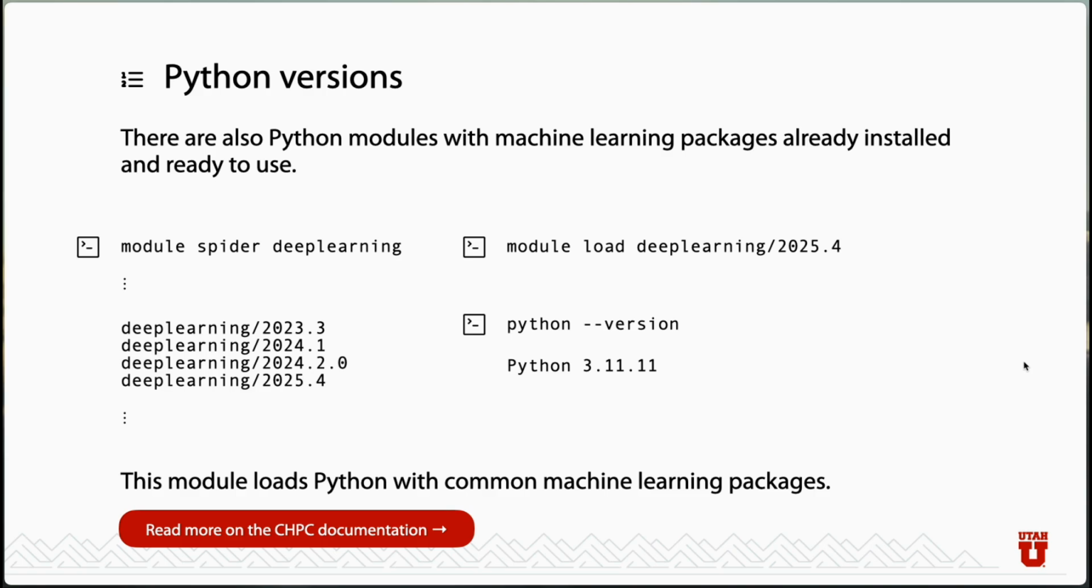There are other versions of Python installed on CHPC systems by CHPC staff. For example, the deep learning module is a container that has Python and various machine learning packages. There's, for example, PyTorch and TensorFlow already built into this Python environment. So this is another option to use for loading Python on CHPC systems. Whenever you're using Python on a CHPC system, the first question you should ask yourself is, which version am I going to use?